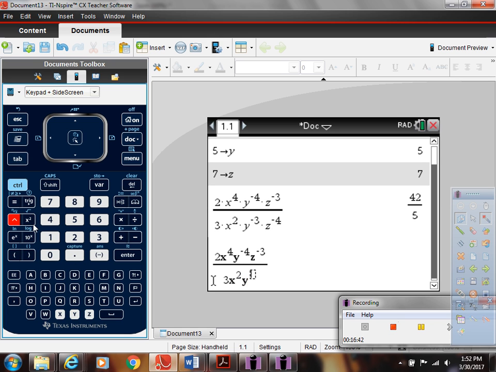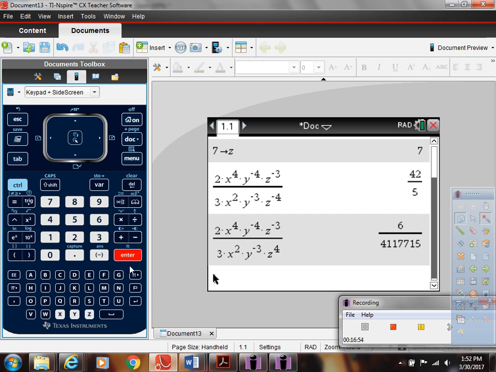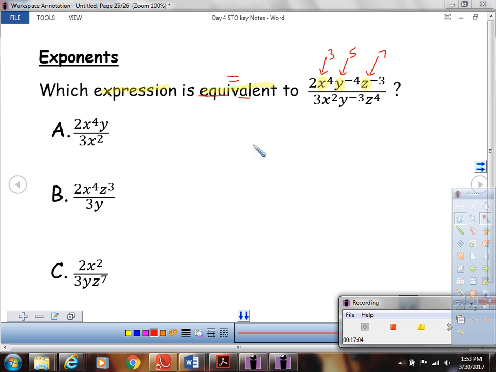And notice it did put those little dots in there because it knows to multiply. It does not always know, and sometimes you have to go back and tell it. So let's see if it works this time. Is that what y'all got? 6 over, what is that? 4,117,715. So all you would need to do is write that down. That's what this equals.